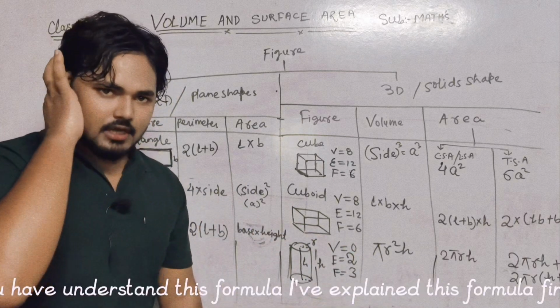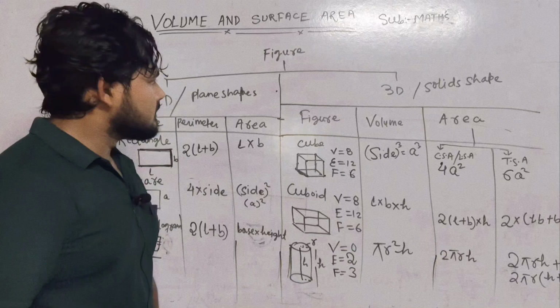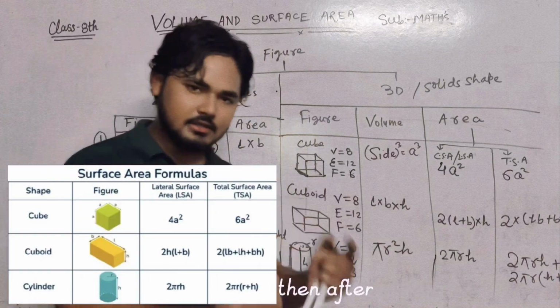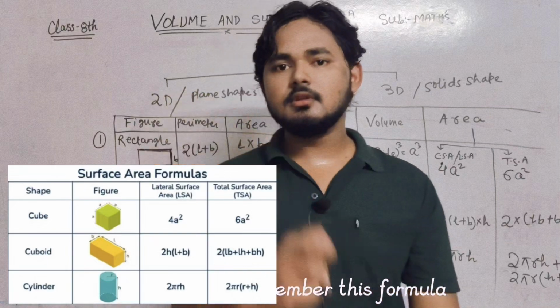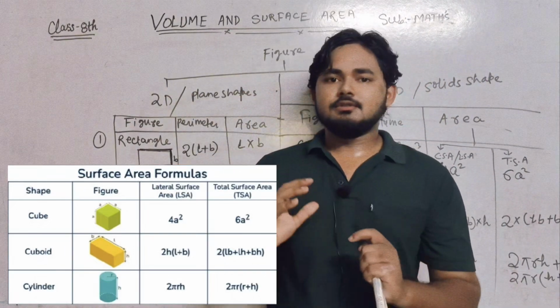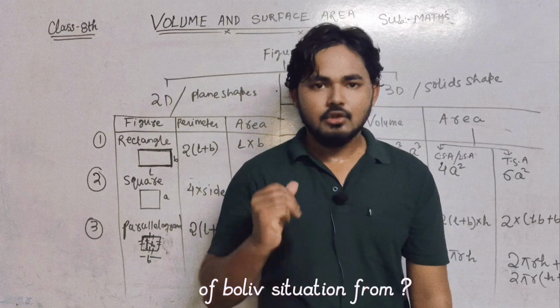Now student, you have understood these formulas. I have explained them. First of all, you will write these formulas, and then you will remember them, and then you will solve the questions of the volume and surface area chapter.